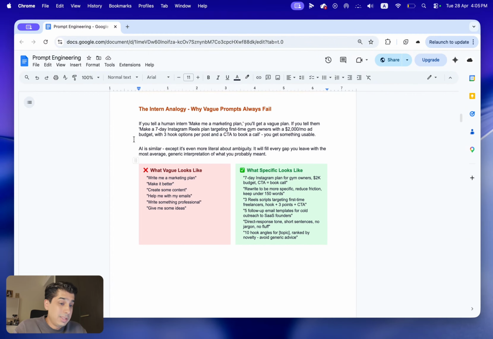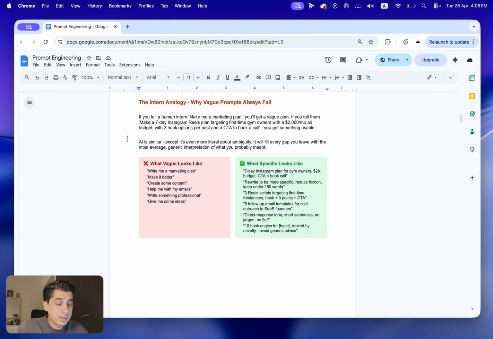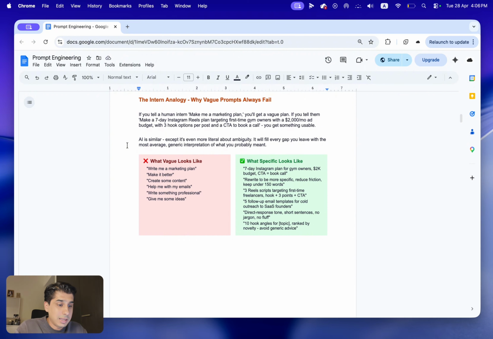Okay. Now, the intern analogy: why vague prompts always fail. If you tell a human intern, make me a marketing plan, you'll get a vague plan. If you tell them, make a 7-day Instagram Reels plan targeting first-time gym owners with a $2,000 per month ad budget, with 3 hook options per post and a call to action to book a call, you get something that's usable and actually has relevance to what you're trying to achieve. In the same way, AI is similar, except it's even more literal about ambiguity. It will fill every gap you leave with the most average, generic interpretation of what you probably meant. What's really important to understand is these LLMs, whether you use Claude, ChatGPT, or Google, it doesn't matter.